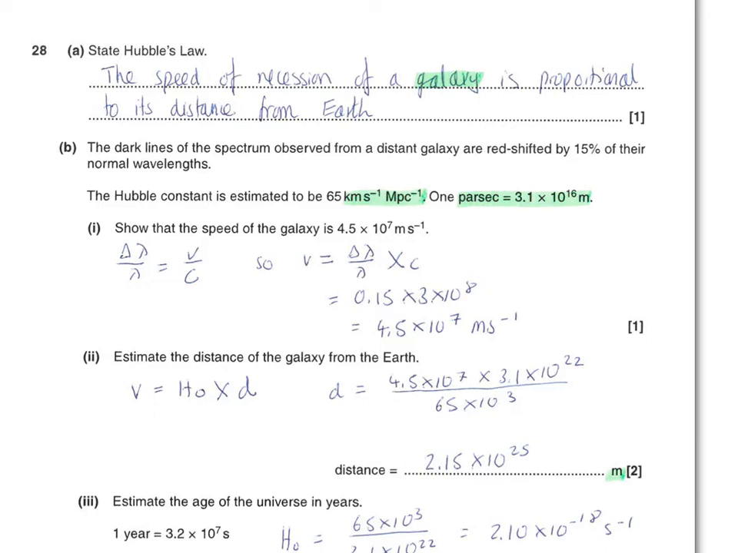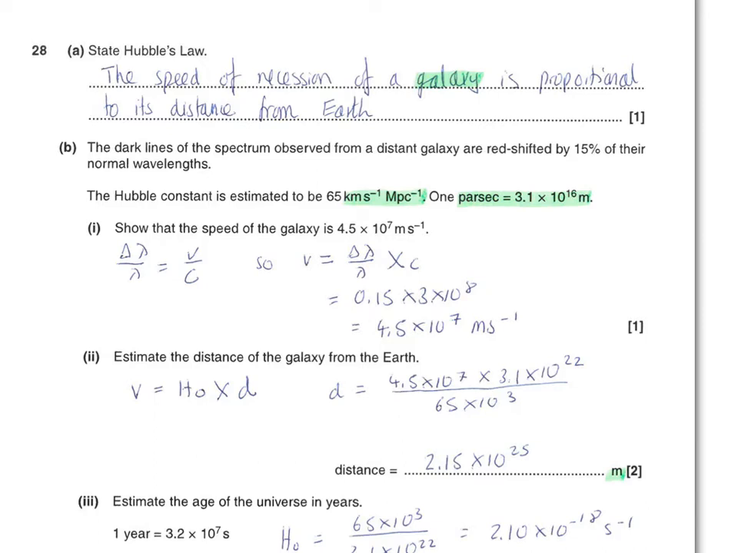Next, the dark lines of the spectrum observed from a distant galaxy are redshifted by 15% of their normal wavelengths. You are given the Hubble constant as 65 kilometers per second per megaparsec. You're also given the conversion from parsecs to meters. Show that the speed of the galaxy is 4.5 times 10 to the 7 meters per second.